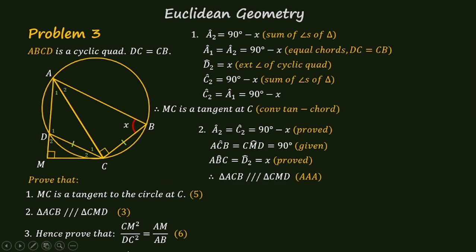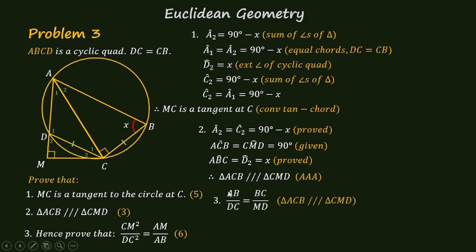The third question wants us to prove that CM squared over DC squared equals AM over AB. So it would be wise always to start with what we have proven previously. See if we can find some sides in what we have already proven, the two triangles that we've proven to be similar. If you check in this triangle, we do have the side AB. We also have the side DC. So the two sides are there. So we can start with these two triangles because they are similar to each other.